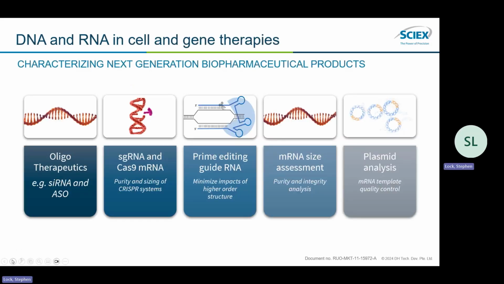Now, DNA and RNA in cell and gene therapies span quite a wide area of biopharmaceuticals. You can start off with really small chunks of information, for example oligotherapeutics, ASOs (antisense oligonucleotides), and siRNAs (small interfering RNA molecules). And then you can move into small guide RNA and Cas9 mRNA. This is part of the CRISPR therapy system.